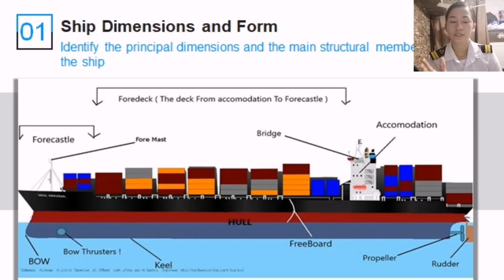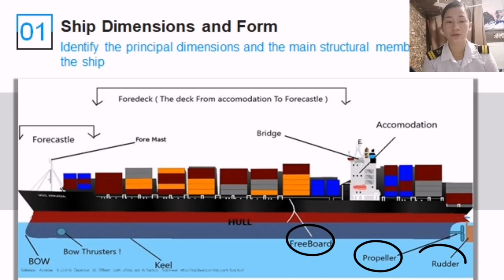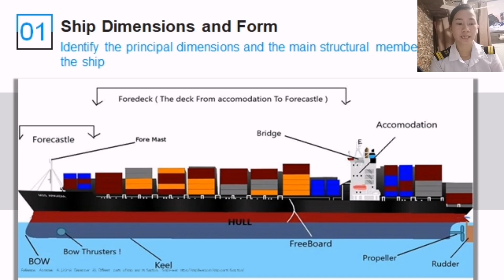So we will use a container ship as an example to enumerate the different parts of the ship. These parts are very common to different types of ships. First, we have accommodation, bridge, forecastle, foremast, foredeck, the bow or the bulbous bow, the bow thrusters, keel, hull, freeboard, the propeller, and the rudder. These are the basic parts of the ship.